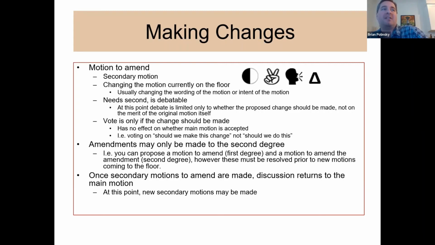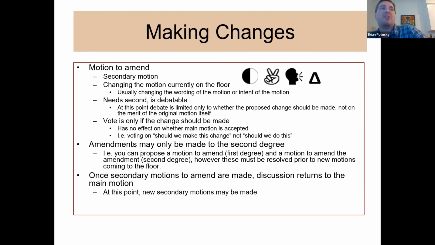At this point, debate is limited only to whether the proposed change should be made, not on the merit of the original motion itself. This is, I'd say, one of the big areas where deliberative bodies get tripped up, because you'll often have people speaking to the main motion when what you should be talking about when someone is making a motion to amend is the amendment. The amendment needs to be decided first before you can return to the main motion.